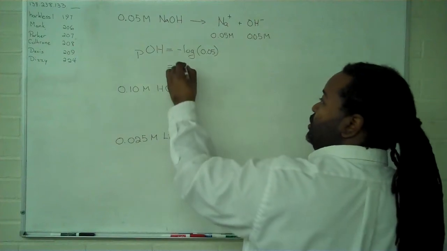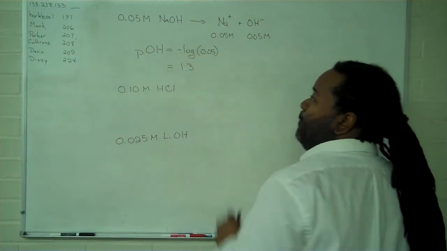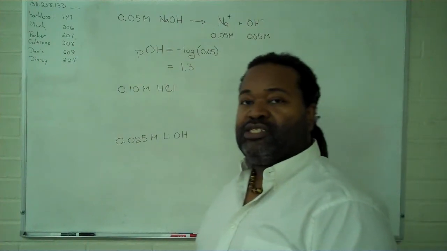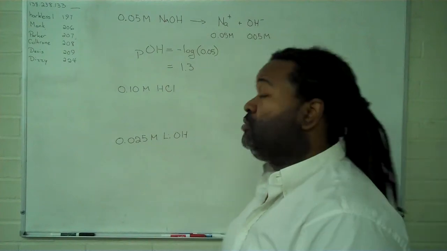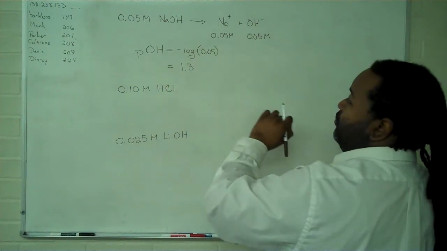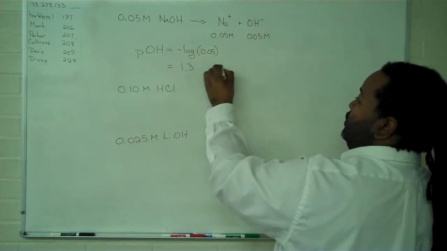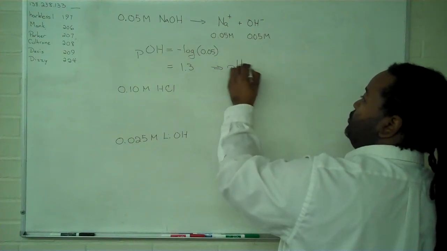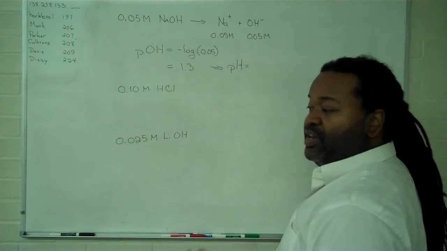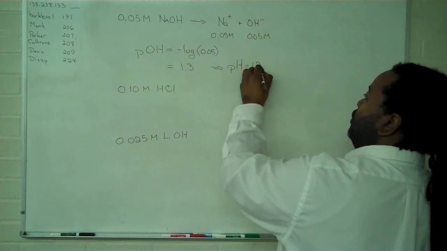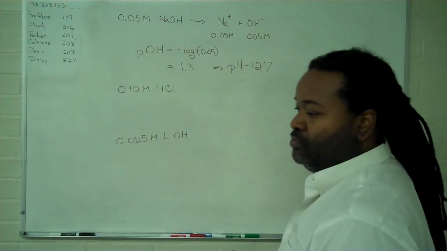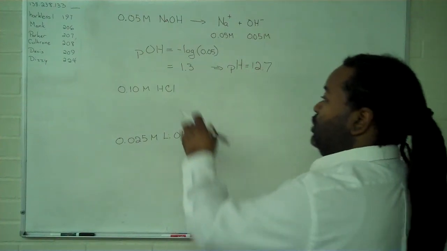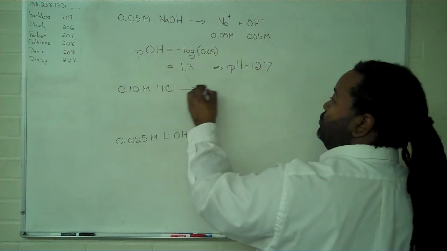The pOH is 1.3, and because pH plus pOH gives us 14, if we subtract this value from 14, this will give us the pH. And so our pH value in this case is 12.7. We do the same thing for hydrochloric acid.